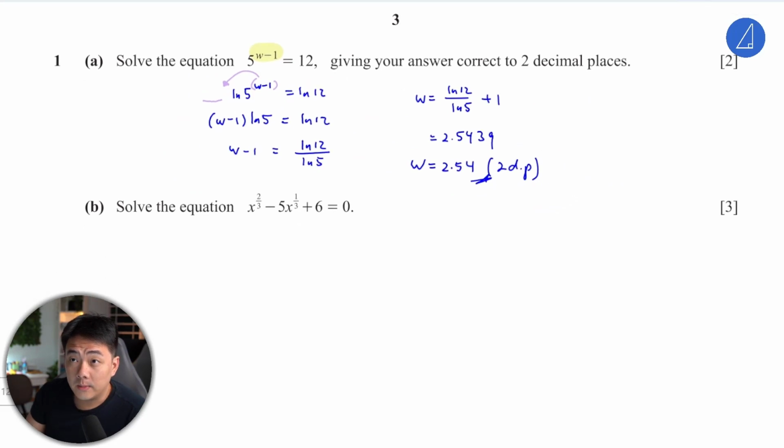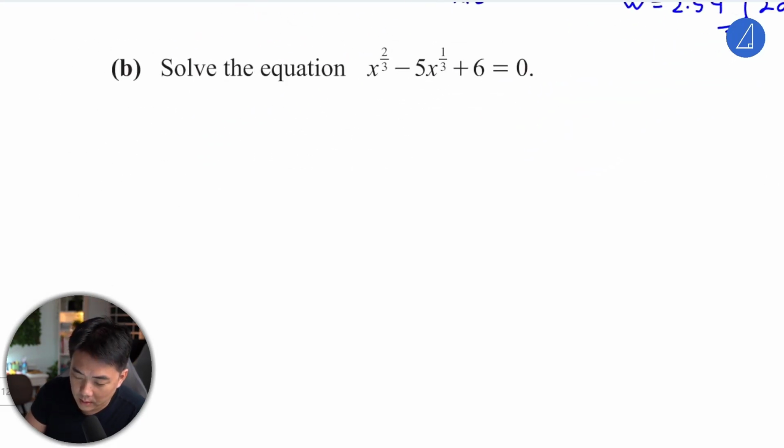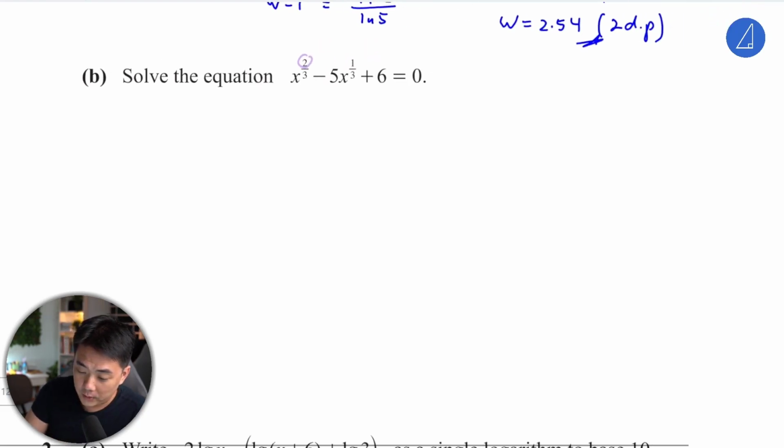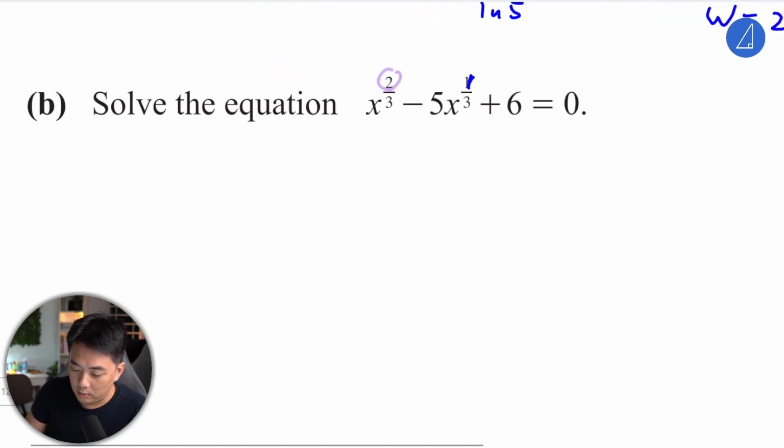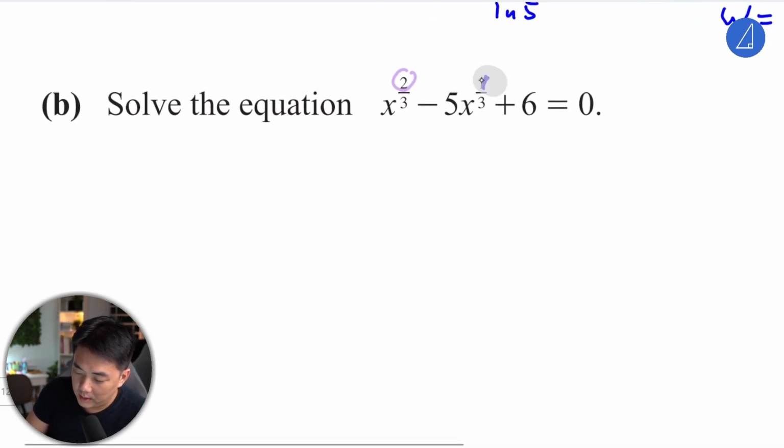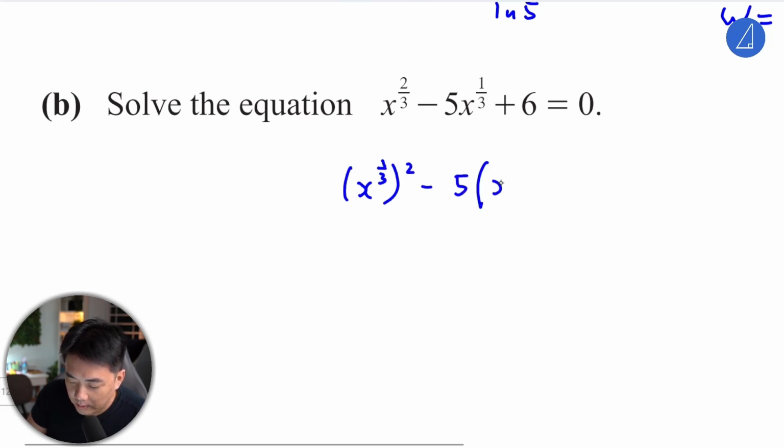Then we look at the next part, which is to solve this equation. Now, don't get too nervous about this. Just take note that this could be changed to a quadratic form. Look at this carefully: you have a 2, a 1, and a constant here. So this part here, we could rewrite into this form: (x^(1/3))^2 minus 5x^(1/3) plus 6 equals 0.